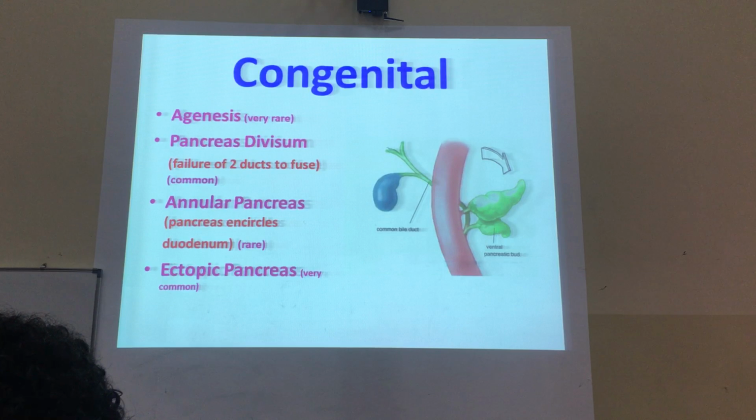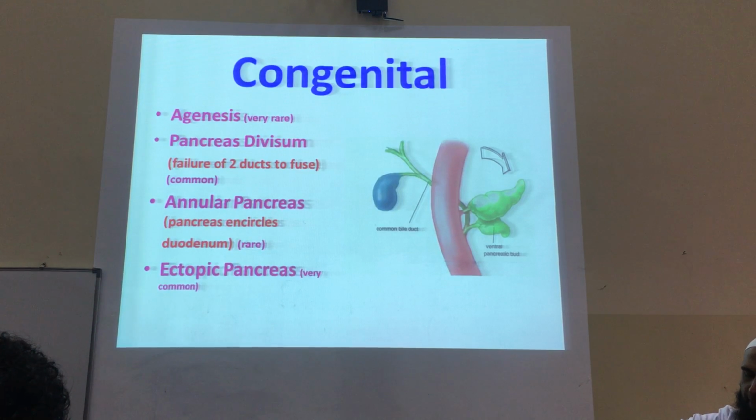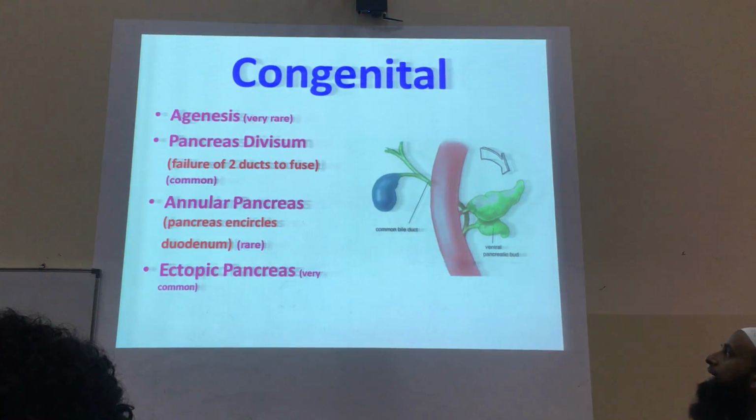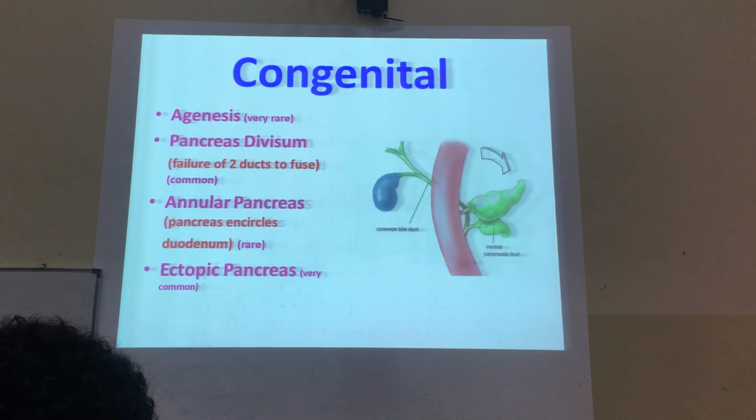Then annular pancreas. You know that the head of the pancreas normally encircles part of the duodenum. And sometimes it makes so much encircling that it causes complete blockage at the duodenal level. So this is called annular pancreas, when the pancreas encircles the duodenum completely. And it can lead to one of the causes of intestinal obstruction. And it could be congenitally present.